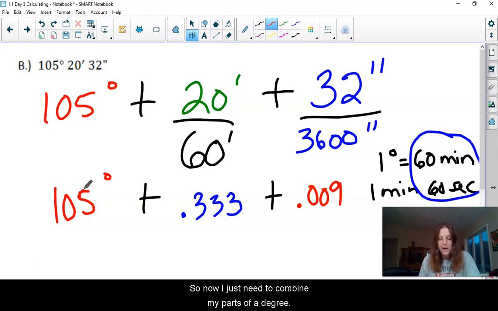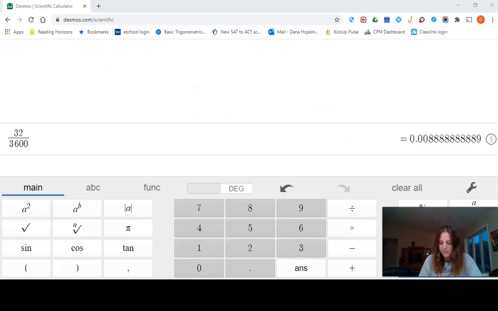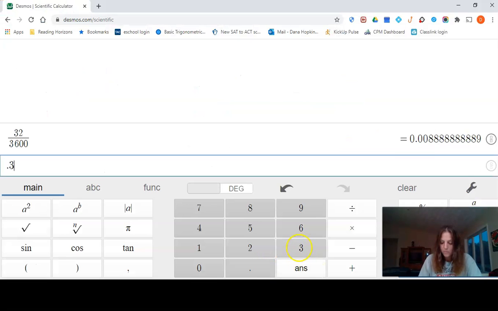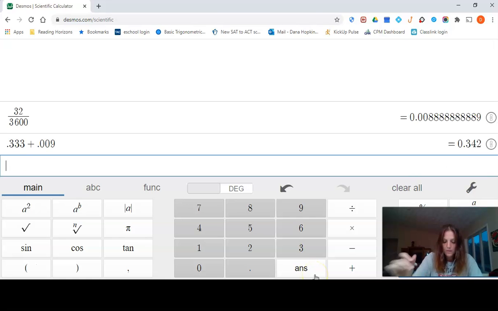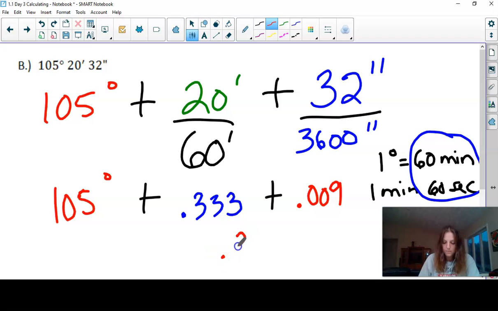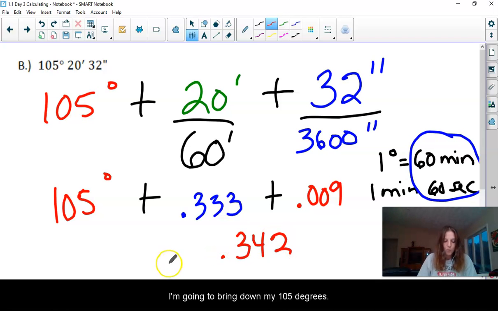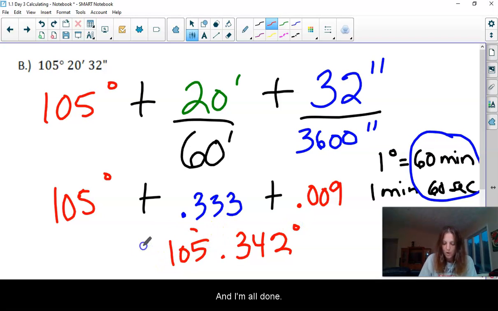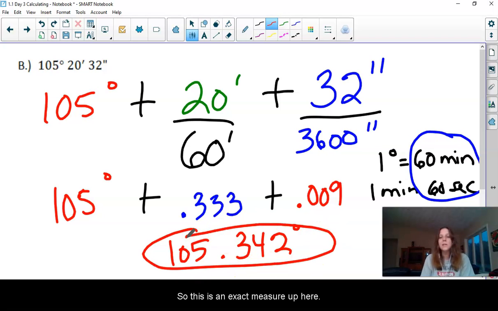So now I just need to combine my parts of a degree. So I'm going to add up my 0.333 and my 0.009. And remember, I rounded it. And I get 0.342. I'm going to bring down my 105 degrees. And I'm all done. So this is an exact measure up here by my cursor.